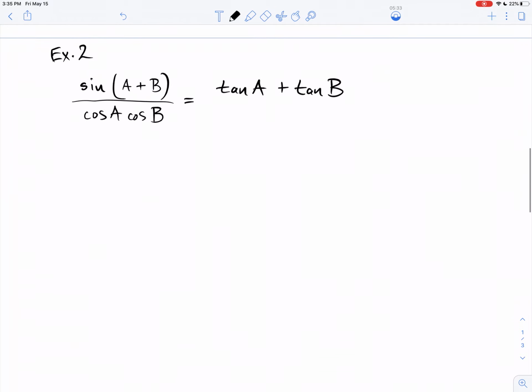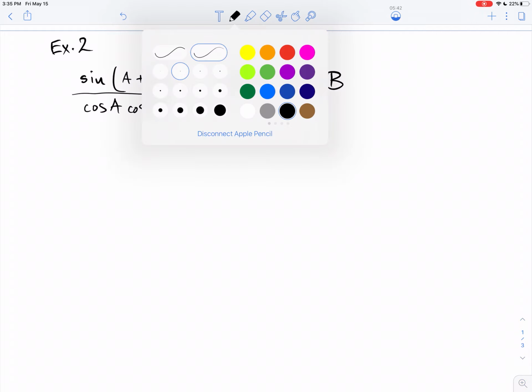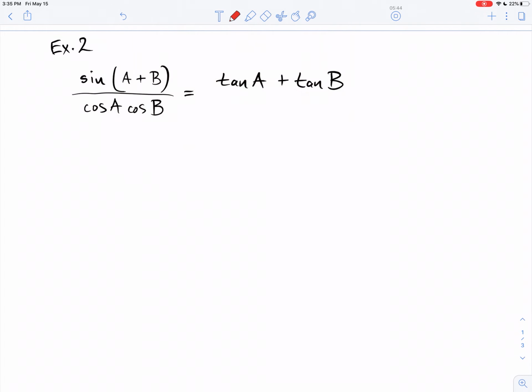Here's my next one. And I wanted to do this one because it looks a little bit different. Also, I wanted to give you a warning, because somebody always tries to do this to me. Okay? This is not this.